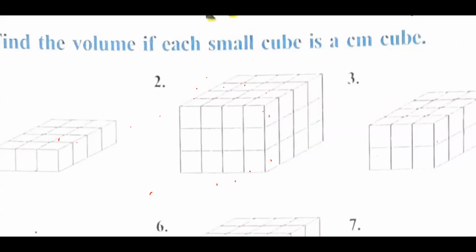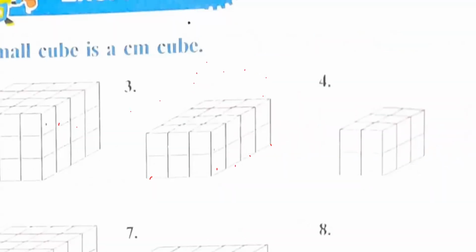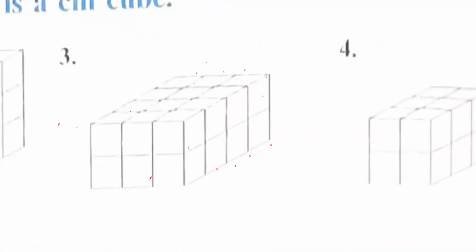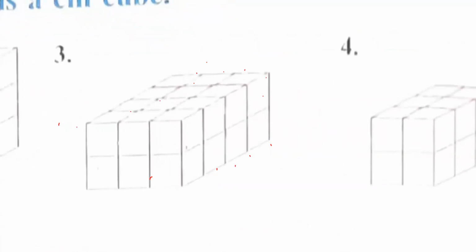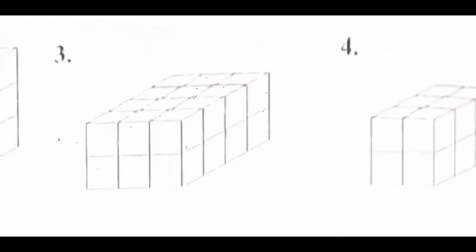Next child, Karthik. Unmute yourself. Good morning, Karthik. Let us do the third figure. Ma'am, in front it is 6, at back side it is 4. So, ma'am, it is 24. Answer 24. How, beta?